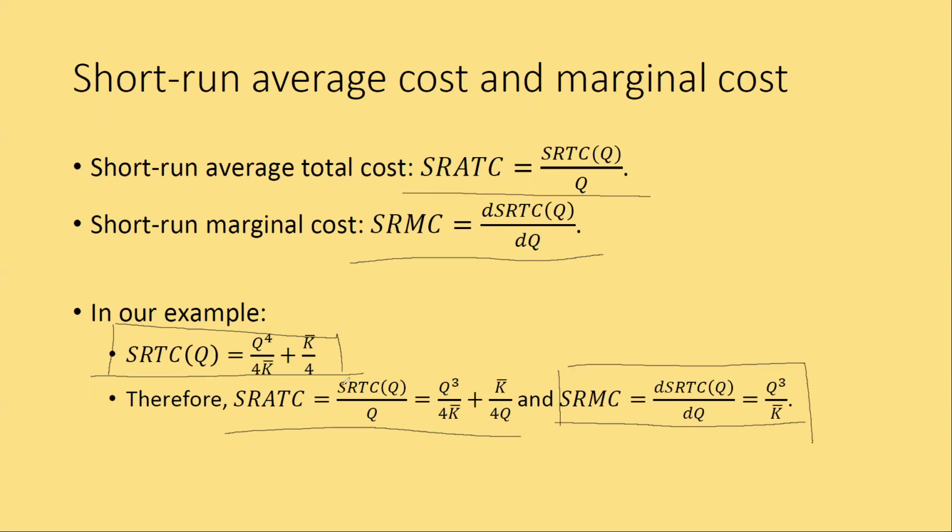And we can see all of those functions depend on K bar, right? So when the level of capital is fixed at a different level in the short run, our short-run total cost, the marginal cost, and the average total cost are all going to be different.